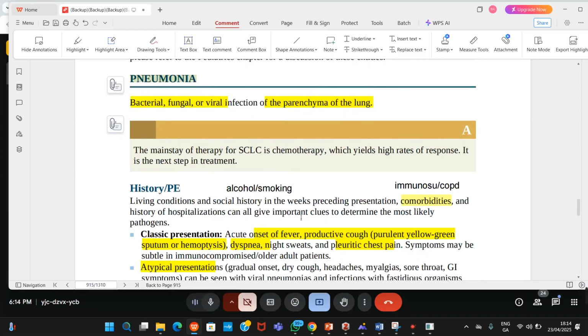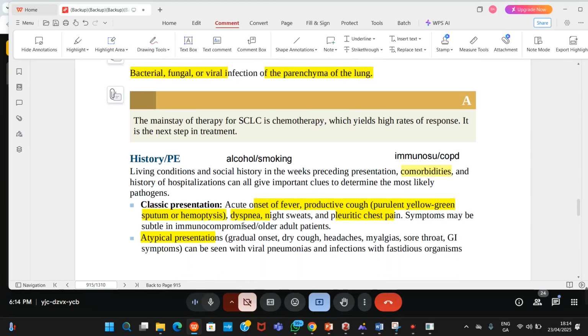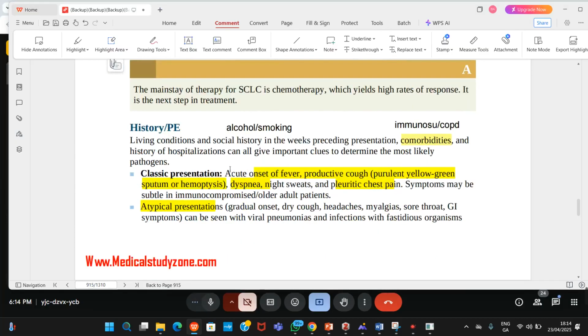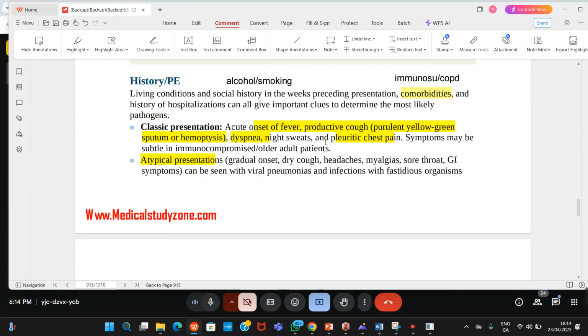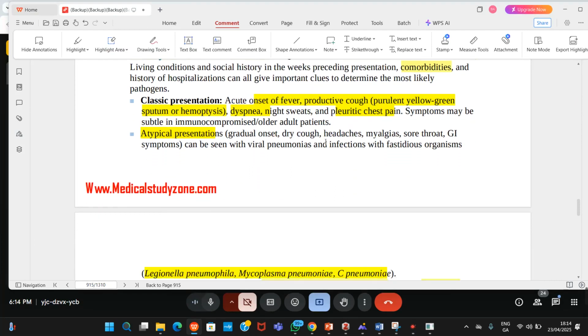So moving on to pneumonia. Pneumonia, like we know, is an infection of the parenchyma of the lung. It could be from bacterial, viral, or even fungal infection. It's very common in people that live in overcrowded situations, people that smoke or take alcohol, people that are immunocompromised, or people with comorbidities like COPD. They can have pneumonia easily.